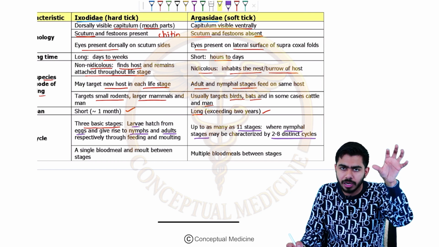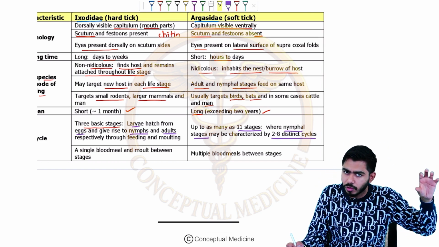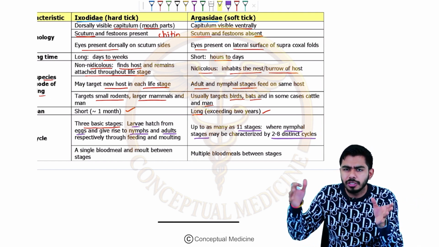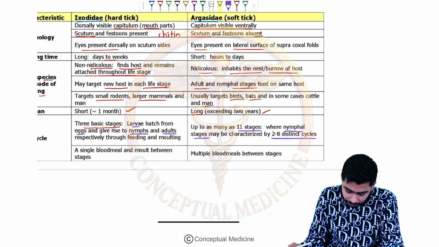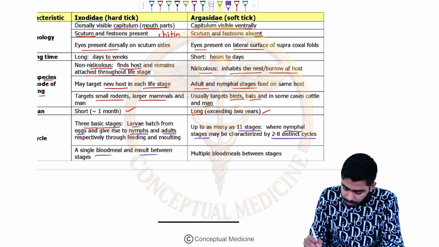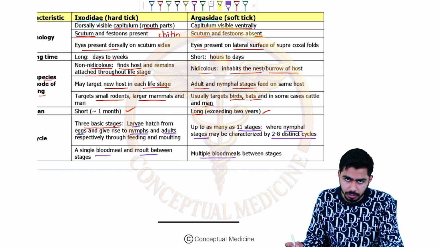So from the egg, larva will be hatching out, and from the larva, nymph will be hatching out, and from the nymph, the adult will be formed. Now nymph will be having so many substages. That's why the stages will be actually prolonged longer for the soft tick, right? Single blood meal and molt between the stages, right? And here we are seeing that multiple blood meals can be there as far as soft tick is concerned, right?